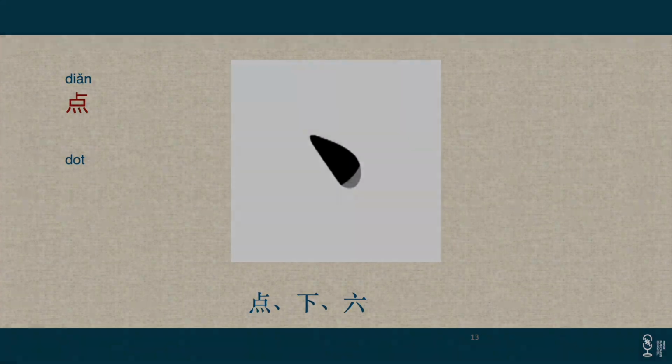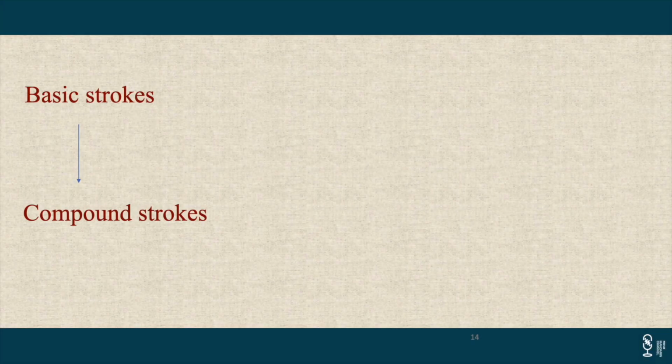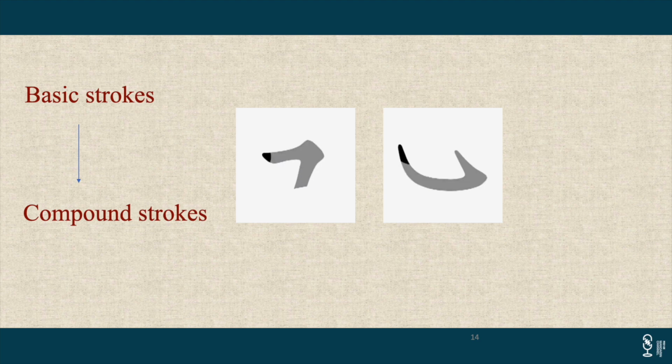Very good. Basically, you have covered all the basic strokes. This will help you with writing more and more compound strokes. There are quite a few compound strokes in Chinese, but we will get to know more and more in the future. For today, let's just have a look at them.